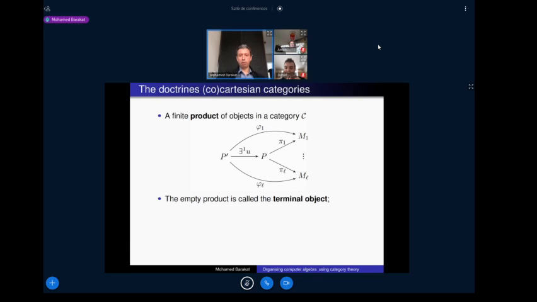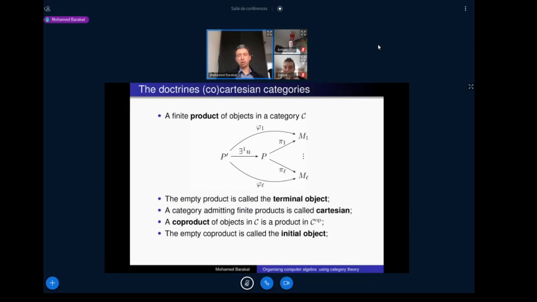And then you can say the empty product is called the terminal object. This was one of the previous slides. The category admitting finite products, including the terminal object, is called Cartesian. A coproduct of objects in C is a product in C op, so I don't need to define it. This means just go and switch all the arrows in the diagram and you get the dual definition. The empty coproduct is called the initial object. A category admitting finite coproducts is called co-Cartesian.